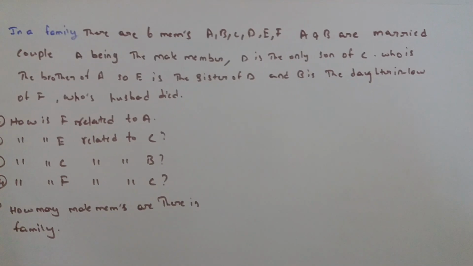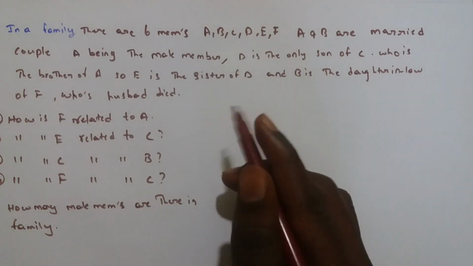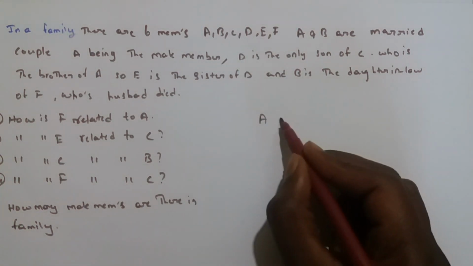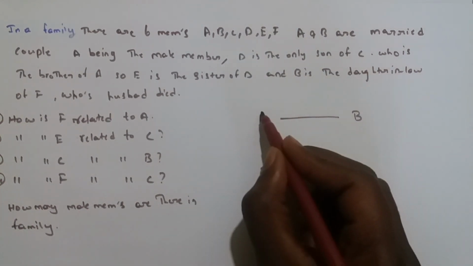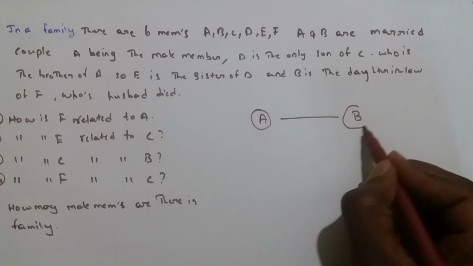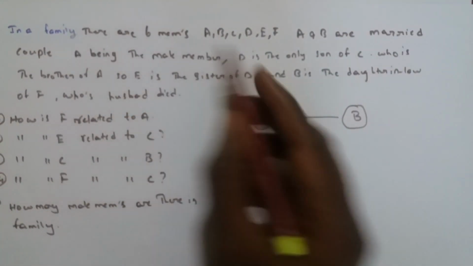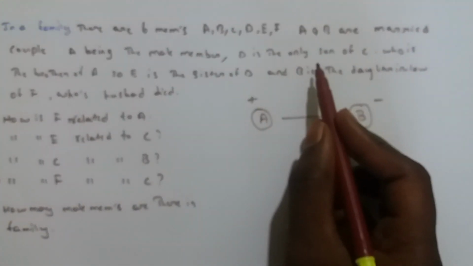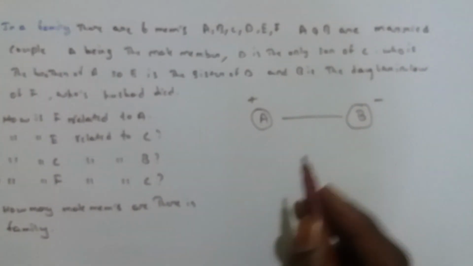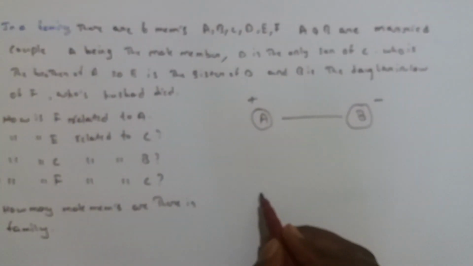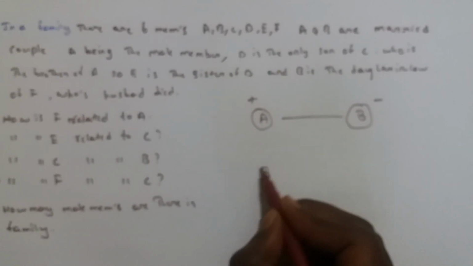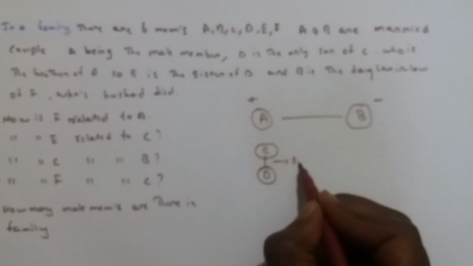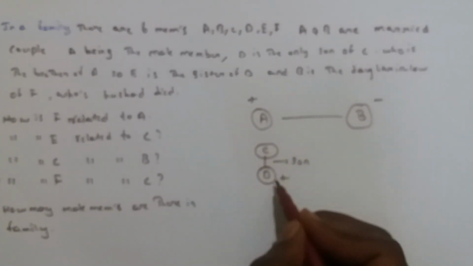Now see here, in a family there are 6 members, A, B, C, D, E and F. A and B are a married couple. A being the male member, so here A is plus, B is minus. Now D is the only son of C, so D will be plus.